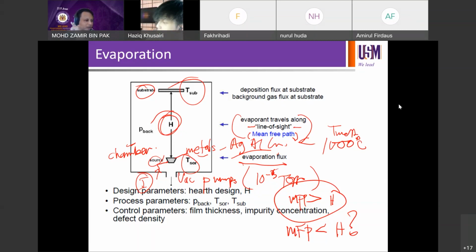Kavina. Kavina, what do you think? MFP less than H. Incomplete deposition or slower rate. Okay, you nak PKL dari Penang, keluar dari USM nak pergi KL. Minyak kereta sampai Sungkai je. Okay, jadi?